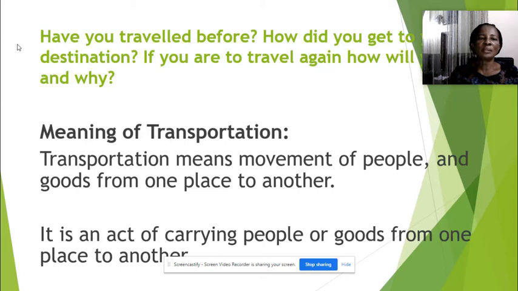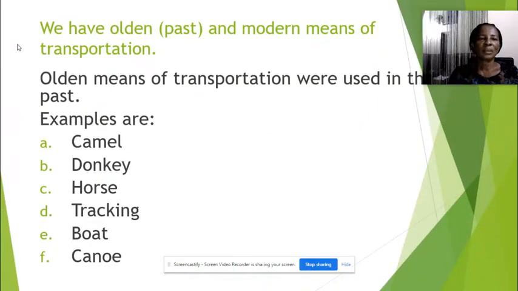Let's look at the meaning of transportation. Transportation means movement of people, goods, and services from one place to another. It is an art of carrying people or goods from one place to another. In the olden days, people were moving from one place to another with the means of camel, donkey, horse, or canoe.